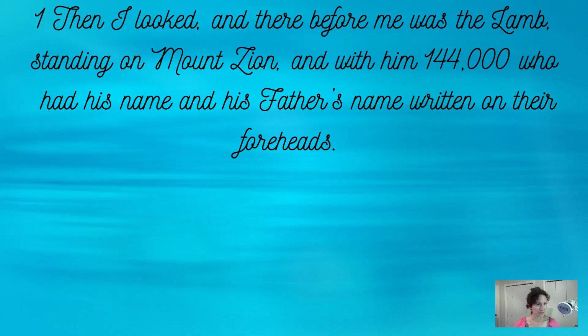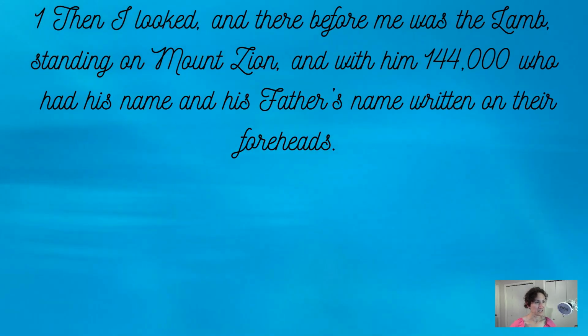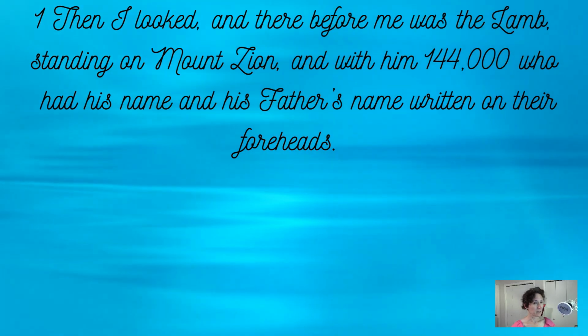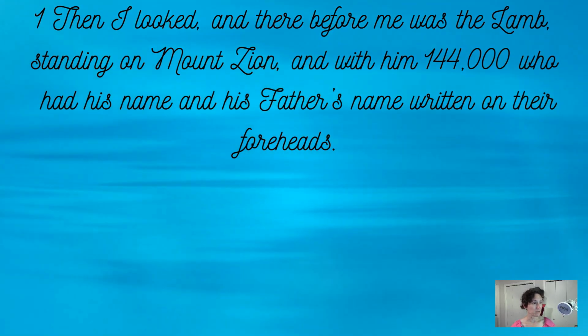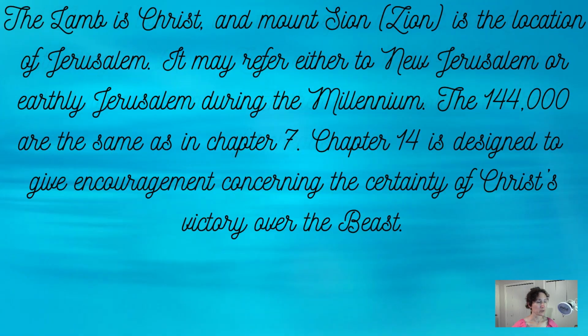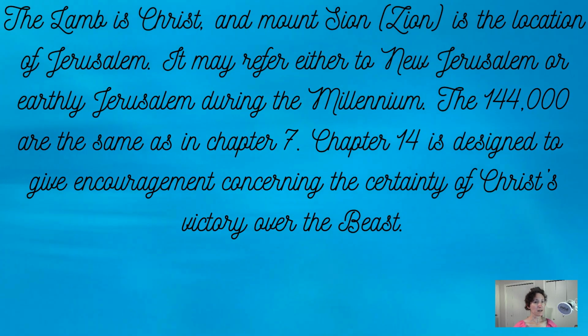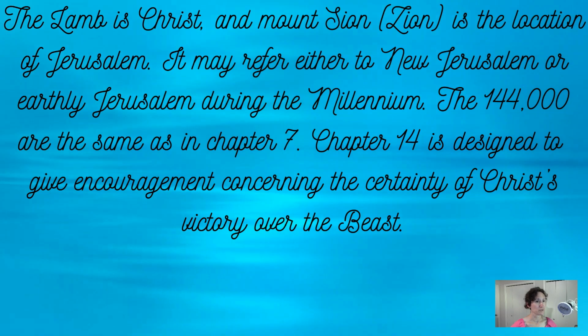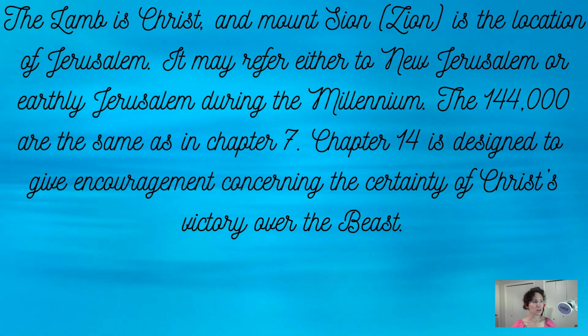Then I looked, and there before me was the Lamb standing on Mount Zion, and with him 144,000 who had his name and his Father's name written on their foreheads. The Lamb is Christ, and Mount Zion is the location of Jerusalem. It may refer either to New Jerusalem or earthly Jerusalem during the millennium. The 144,000 are the same as in chapter 7.